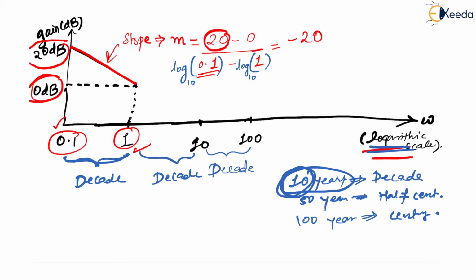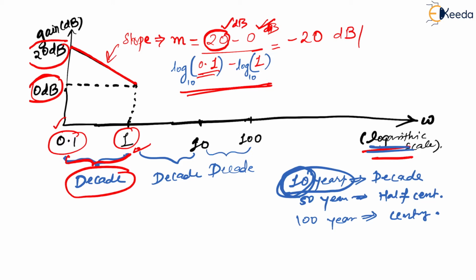Now what is there in the numerator? Numerator you had dB, so you are going to have this dB, right? Because this is 20 dB and this is 0 dB. This is 20 dB minus 0 dB, right? Similarly, in the denominator, will I have per hertz or something like that? No, rather I've just told you that this particular duration from 0.1 to 1 is nothing but a decade. Similarly, from 1 to 10 is a decade. Similarly, from 10 to 100 is a decade. So this is called minus 20 dB per decade.